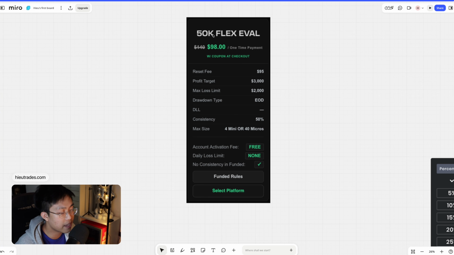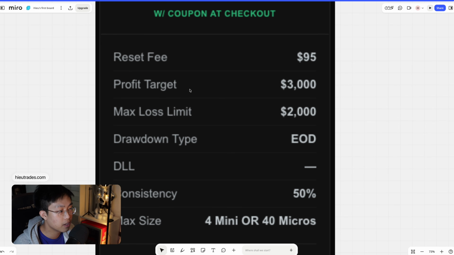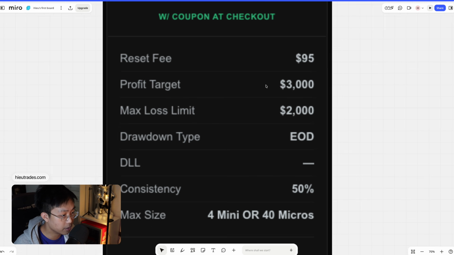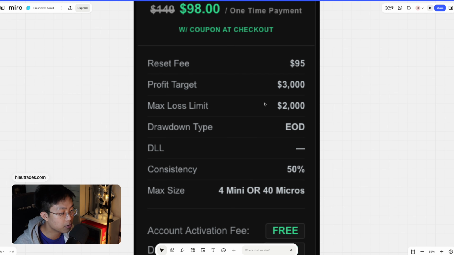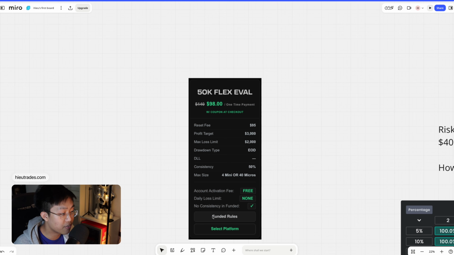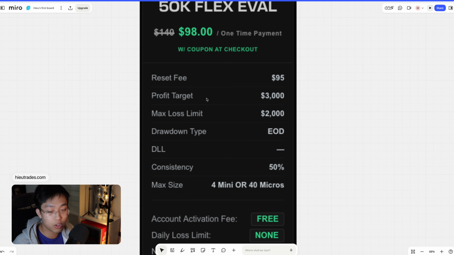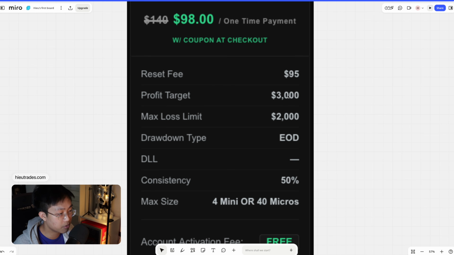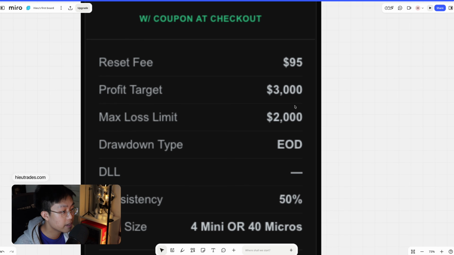So this is your 50k flex evaluation, specifically from Lucid prop firm. You can see here that the profit target is $3,000. The max loss limit is $2,000, and the drawdown is a trailing drawdown, which ends at the end of the day. You have a consistency rule of 50%, but for now that is irrelevant. Everything else is irrelevant. The main thing I want you to focus on is the profit target and the max loss limit, specifically the max loss limit.